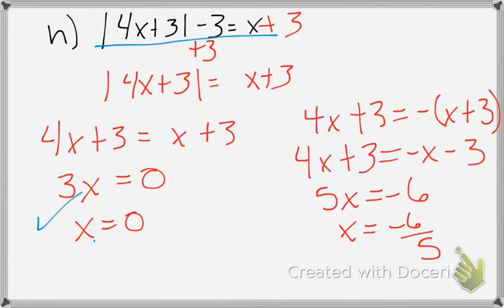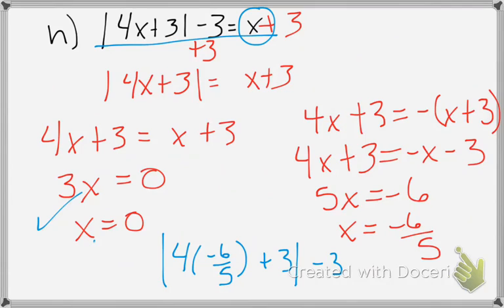When I look at the second problem, I've got the absolute value of 4 times negative 6 over 5 plus 3, and then minus 3. What I should have as a result is negative 6 over 5, because I need x here as my solution. So 4 times negative 6/5 would give me negative 24 over 5. Get my common denominator, so plus 15 over 5 would give me negative 9 over 5. Now I'm running out of a little bit of room here, so I'm just going to keep that for a second.